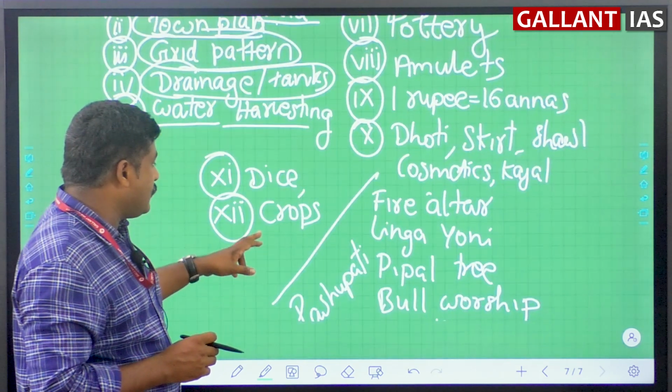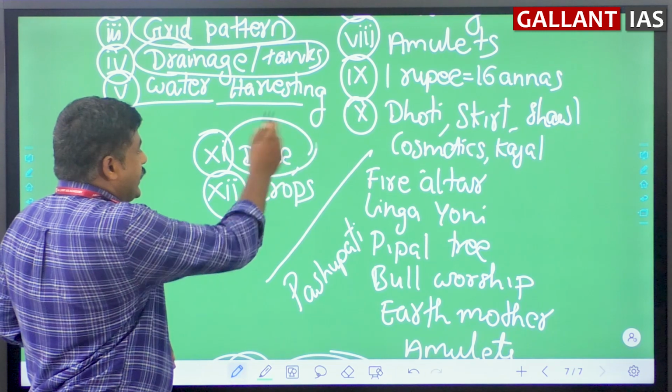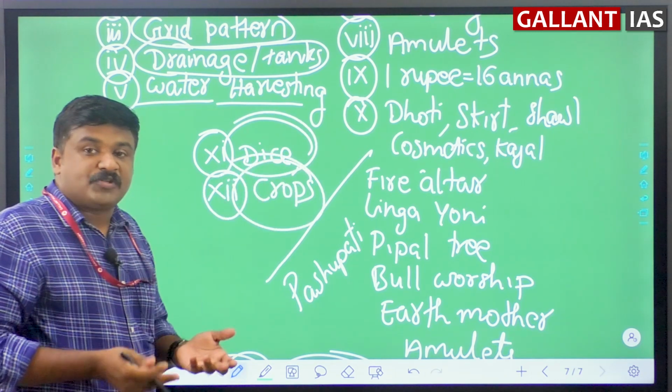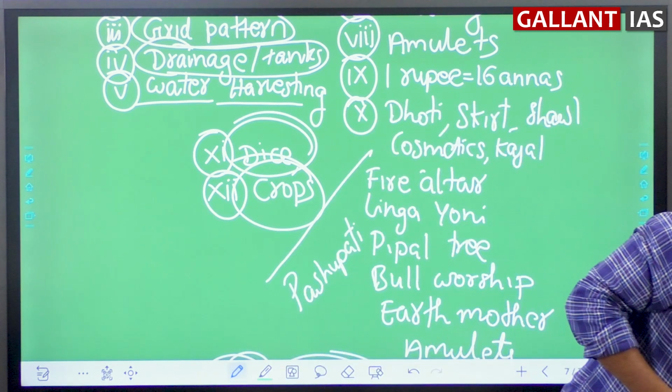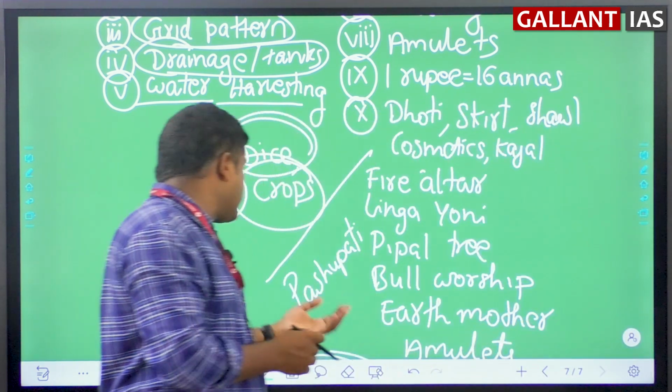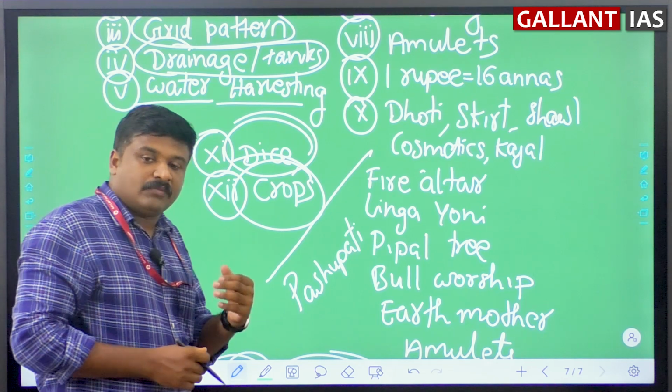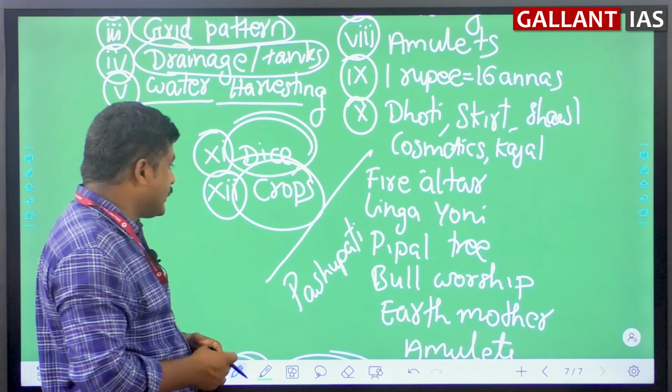Then the game of dice, and multiple crops they cultivated. They had seasonal crop cultivation, different crops. Today also we cultivate wheat, barley, rice and different crops.